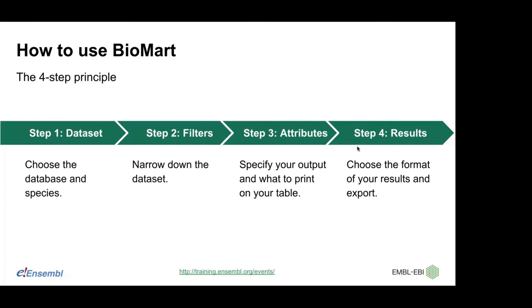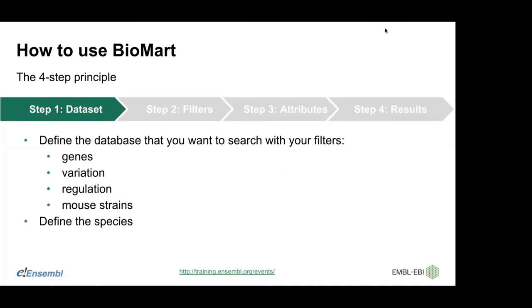So let's look into the first step in detail. The first thing that you have to do is define your data set. You can choose different databases depending on what you're querying for. So you can look for databases in Ensembl genes. We have variation data, regulation. There's also mouse traits, but you're likely not to use this option unless you're looking for specific differences between the different mouse traits. And then after you've chosen your database, you will then need to define your species of interest.